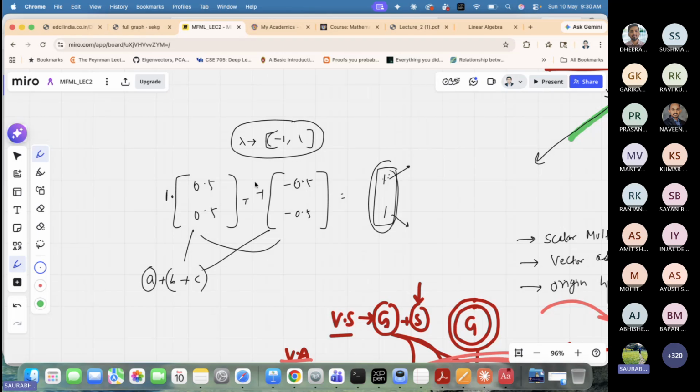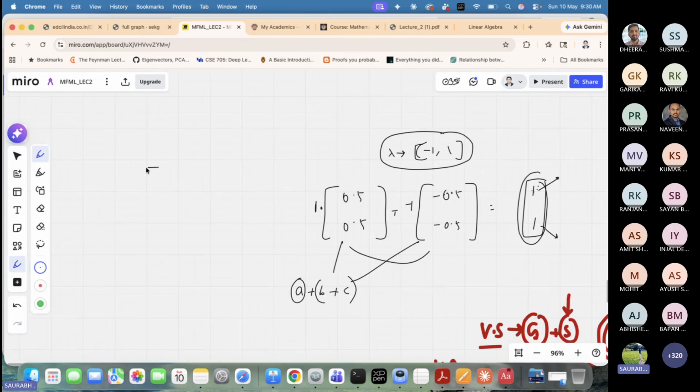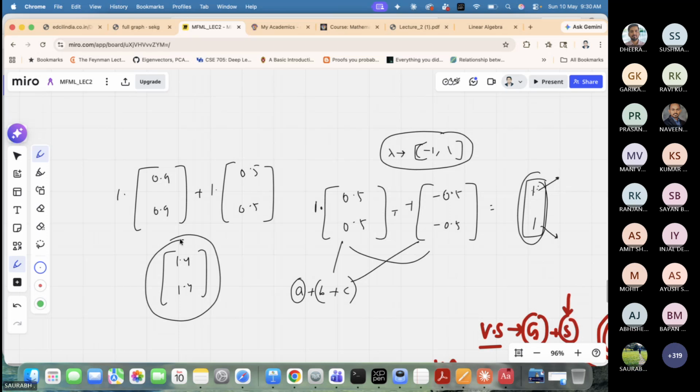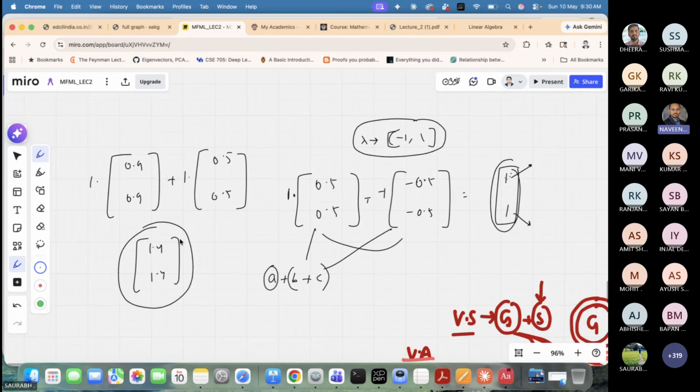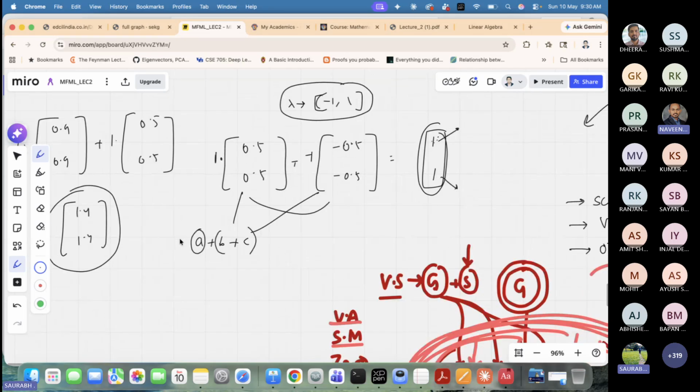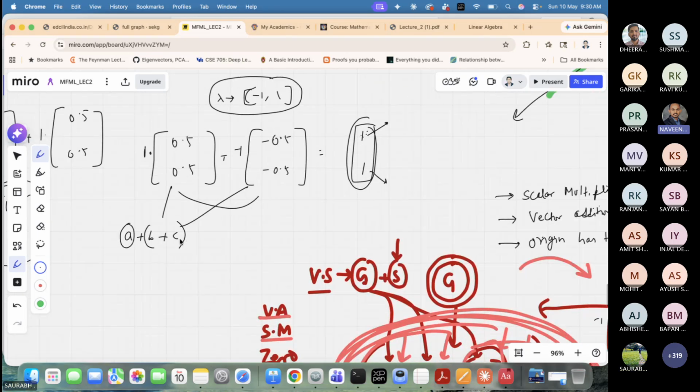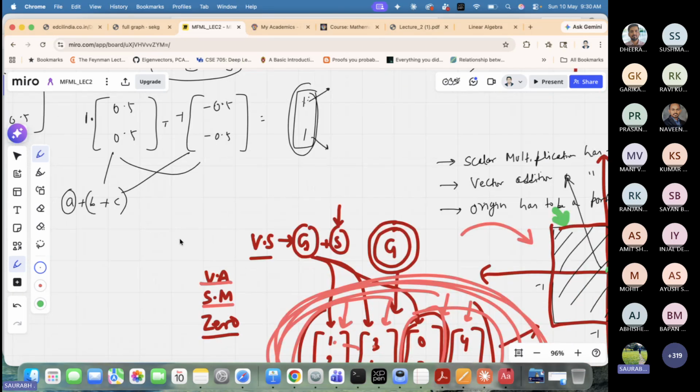Now think of it as you have one vector as 0.9 and 0.9 and the other vector as 0.5 and 0.5. Let's say we scale them only with 1 and we add them, then also it will go beyond 1.4 and 1.4, right? This is not within the limit. Makes sense. Yeah. So basically it has to be a large, rather infinite, group for sure. Okay, that answers my question. Thank you, sir.